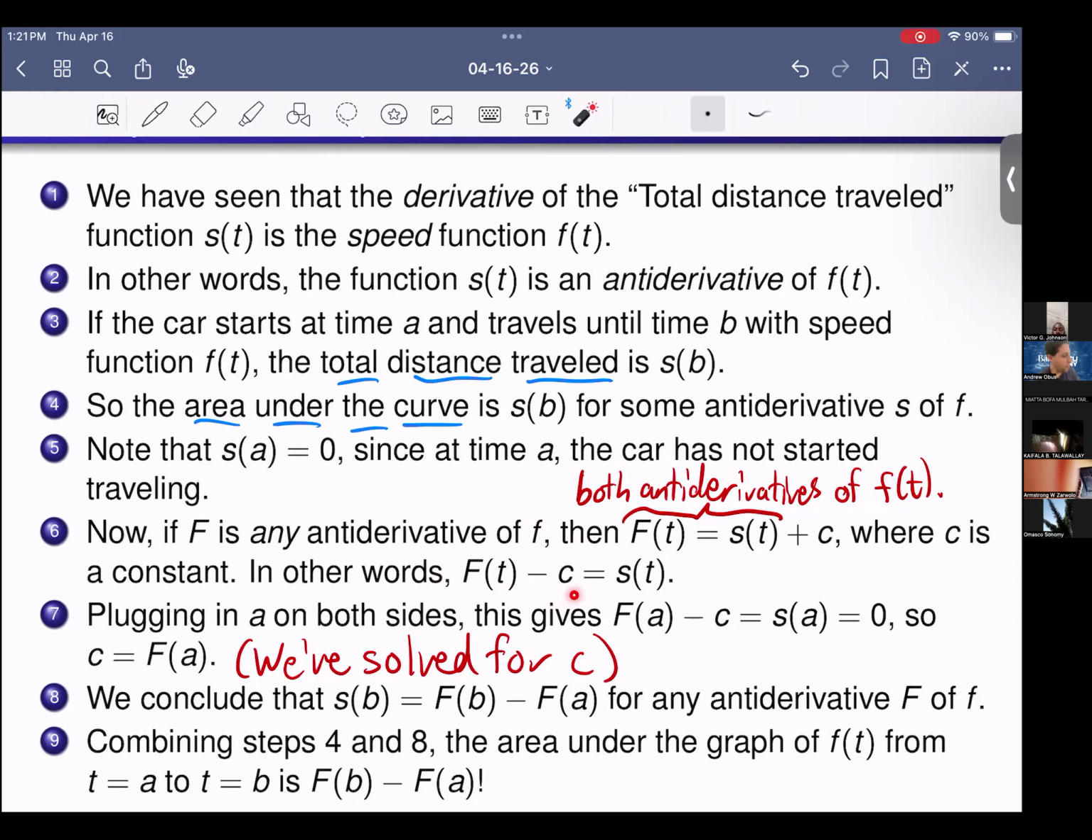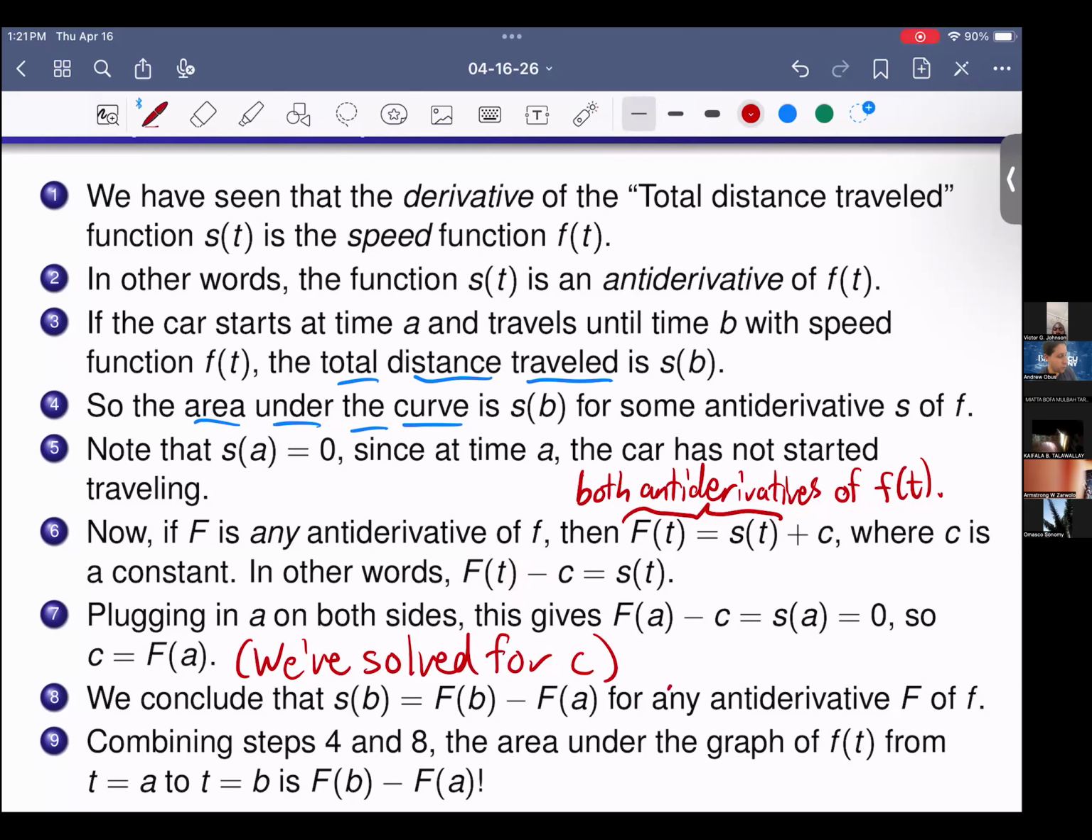We have that F of t minus C equals S of t. If I now plug in b over here, I get F of b minus C equals S of b. But C we've already decided is F of A. So by plugging in b over here, we get that S of b is equal to F of b minus C, or in other words, F of b minus F of A.